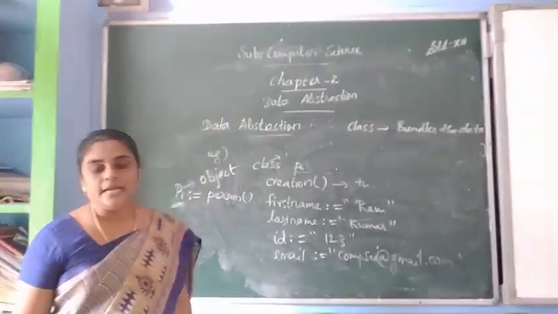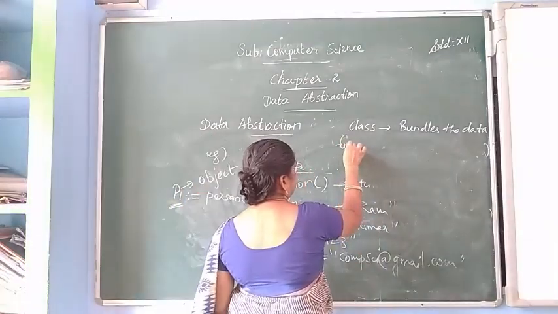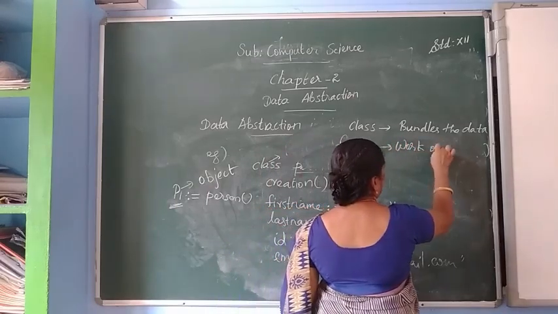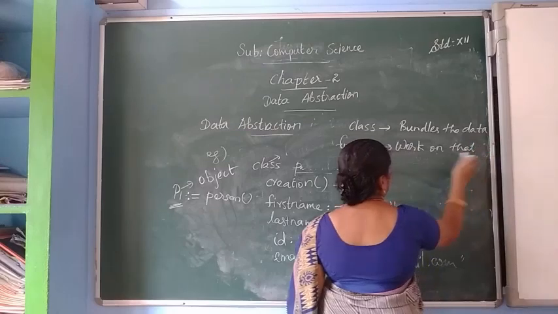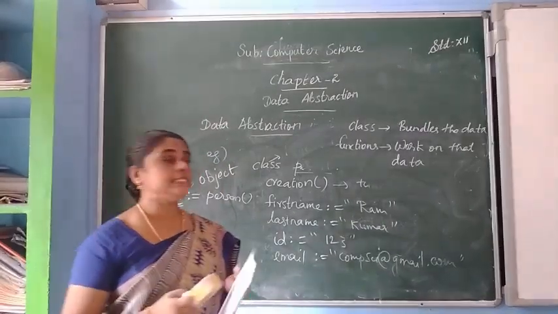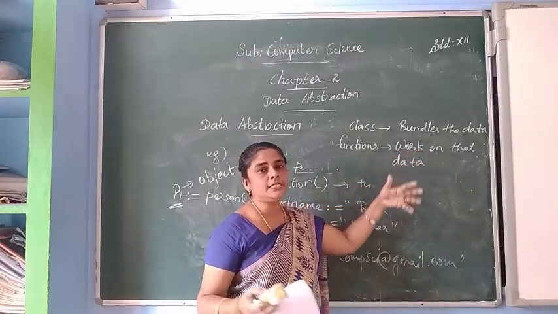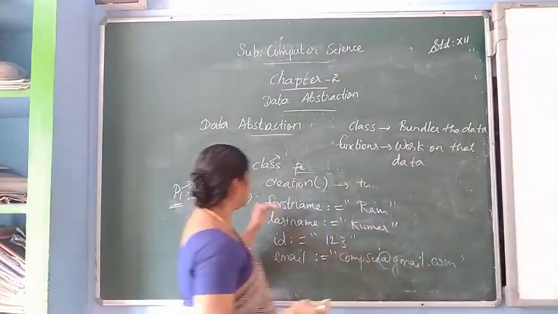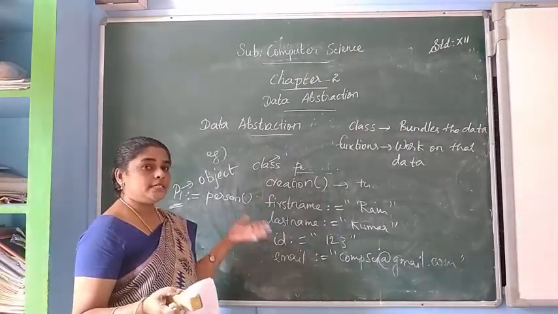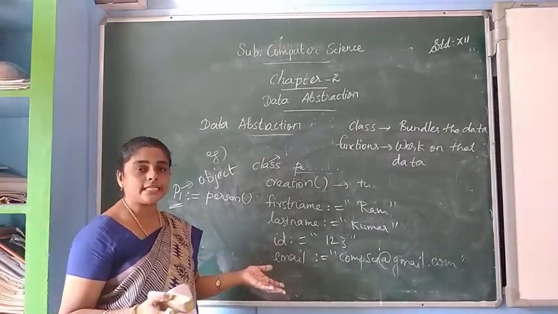A class bundles the data, and the functions work on that data. From this data abstraction in structure, what we can study means the class bundles the data. That means it binds the data together. Together means here, from the class, all the variables are bound together. Otherwise, in C++, how will we bind the variables? One by one we will declare the variables.